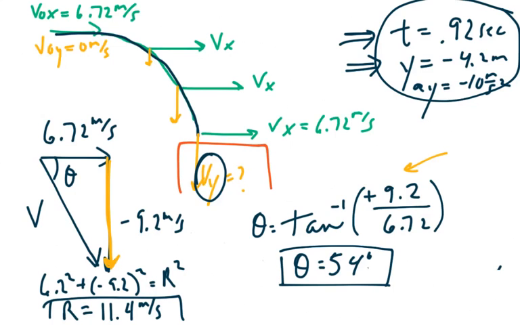So that would be one way to find the impact velocity, or the final speed, of an object after traveling through the air as a projectile.